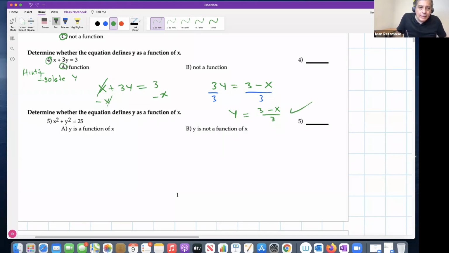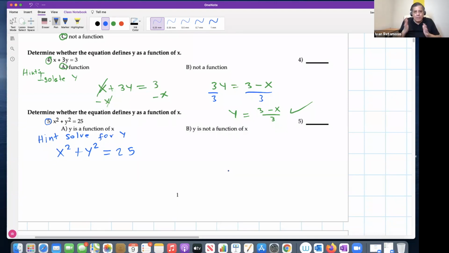What about number 5? Can you try number 5 now? Does this equation represent y as a function of x? Hint, solve for y, sorry. Solve for y and see what happens. Remember, we don't want this situation that says y equals plus or minus something, because that produces the fork.